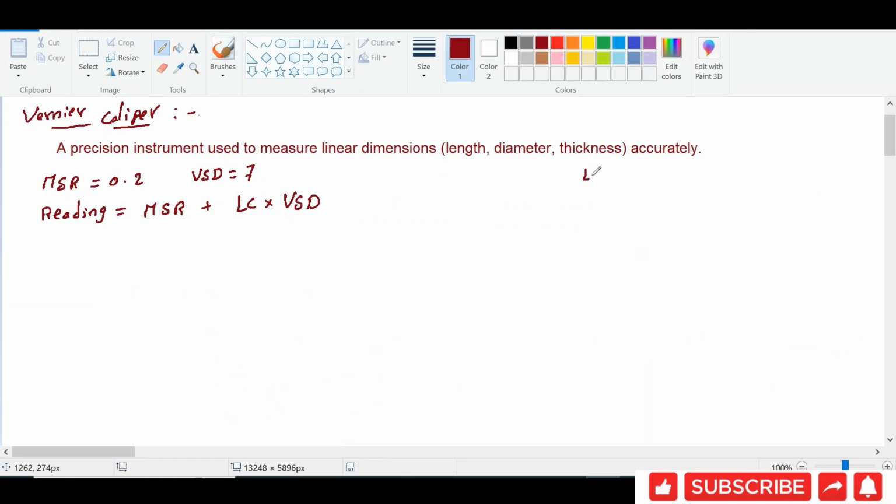So what is this least count? Least count is the least possible value you can measure with the Vernier caliper. So if in a question they ask you and error is not given, this is the minimum error possible in the experiment. So it is the least value you can measure.